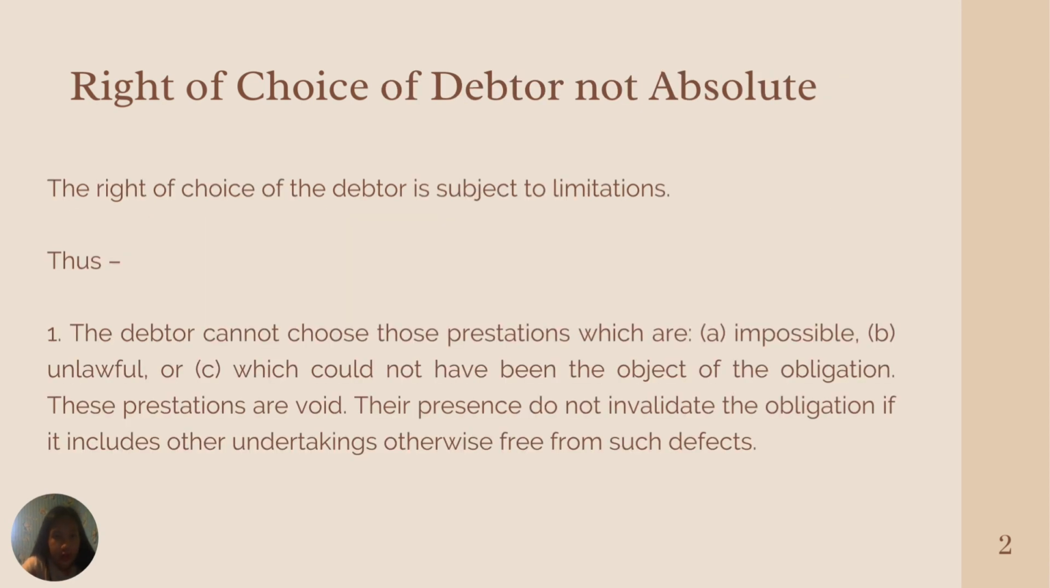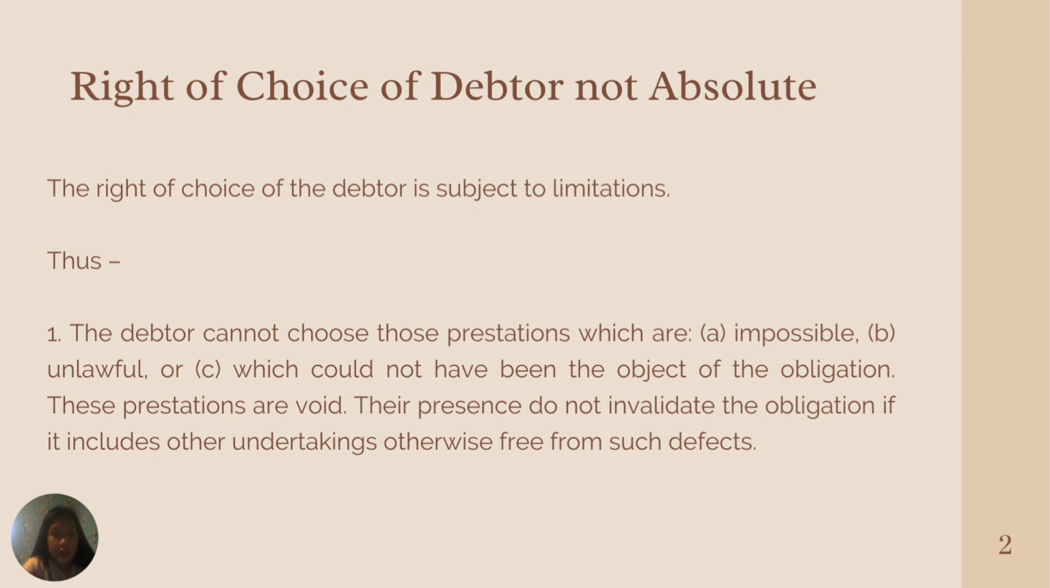Next is the right of choice of the debtor when not absolute. The right of choice of the debtor is subject to limitations. Thus, the debtor cannot choose the prestations which are impossible, unlawful, or which could not have been the object of the obligation. These prestations are void. Their presence does not invalidate the obligation if it includes other undertakings otherwise free from such defects.